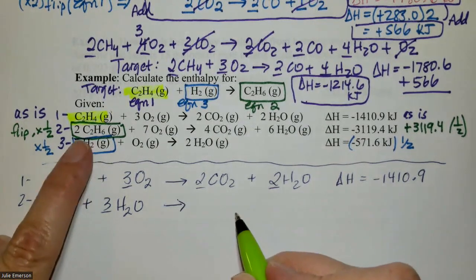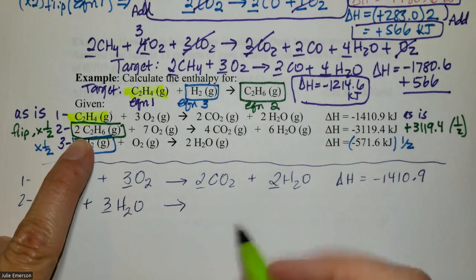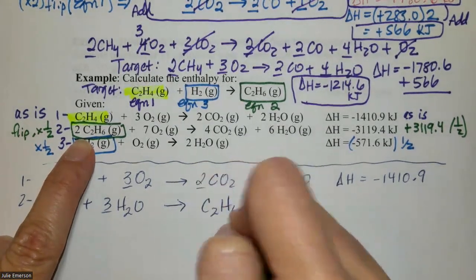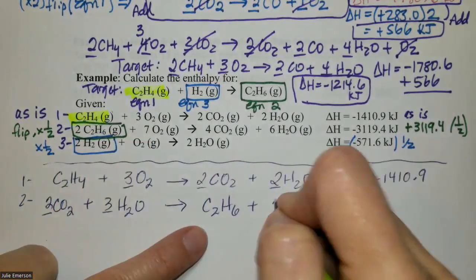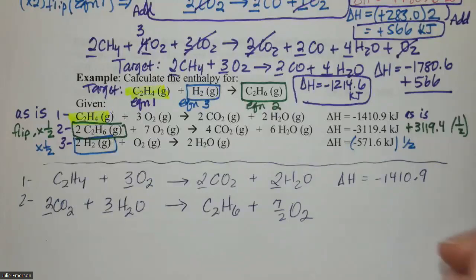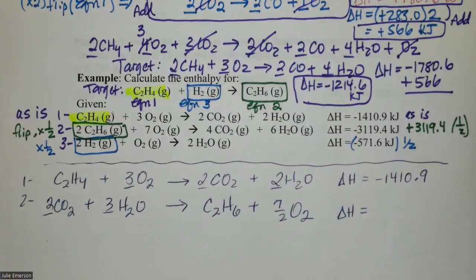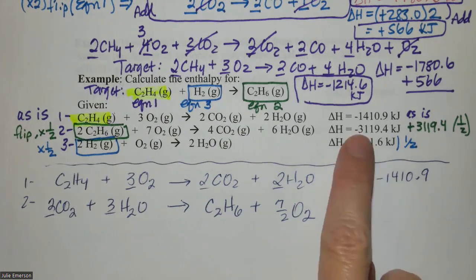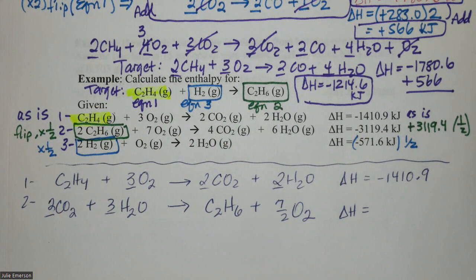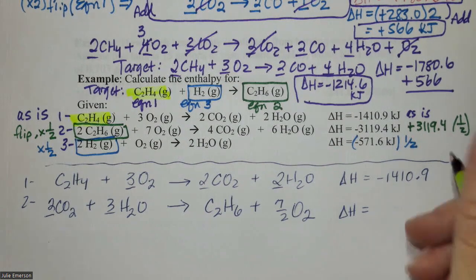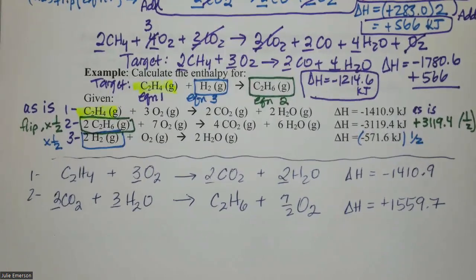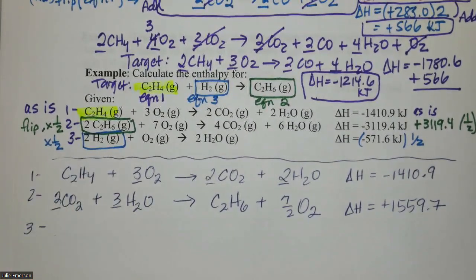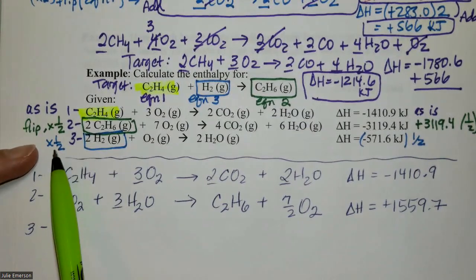Now on the product side, the ethane now becomes a product. Instead of 2, there would be 1, so C2H6. And then instead of 7 oxygens, I would have 7 over 2. So I've got 7 halves oxygen. So what happens to my delta H? Well, like we talked about, instead of it being a negative like it was up here, it's now going to be positive. And then because I cut the equation in half, I need to cut my delta H in half. And so what I get here is positive 1,559.7.